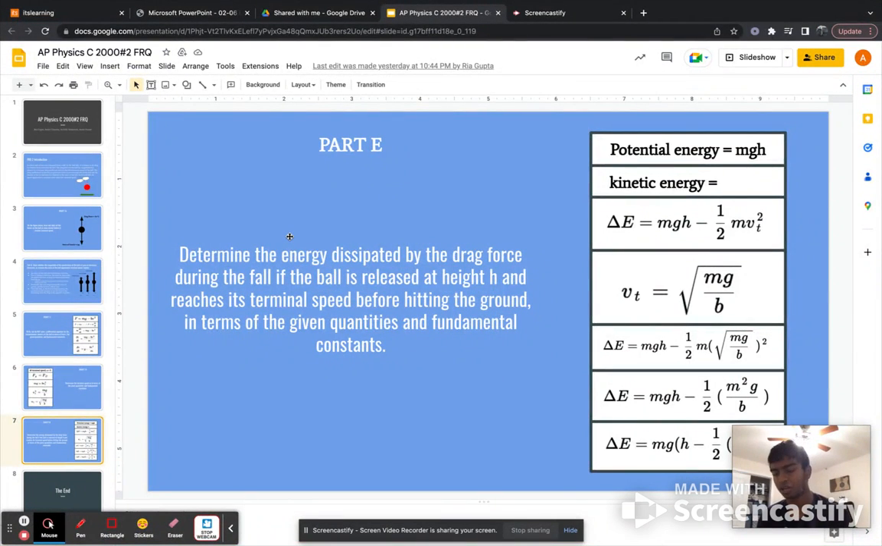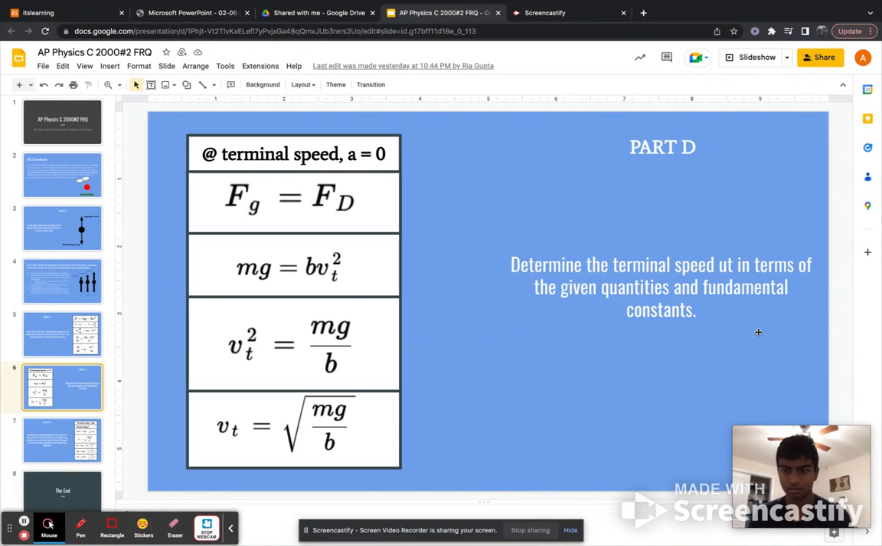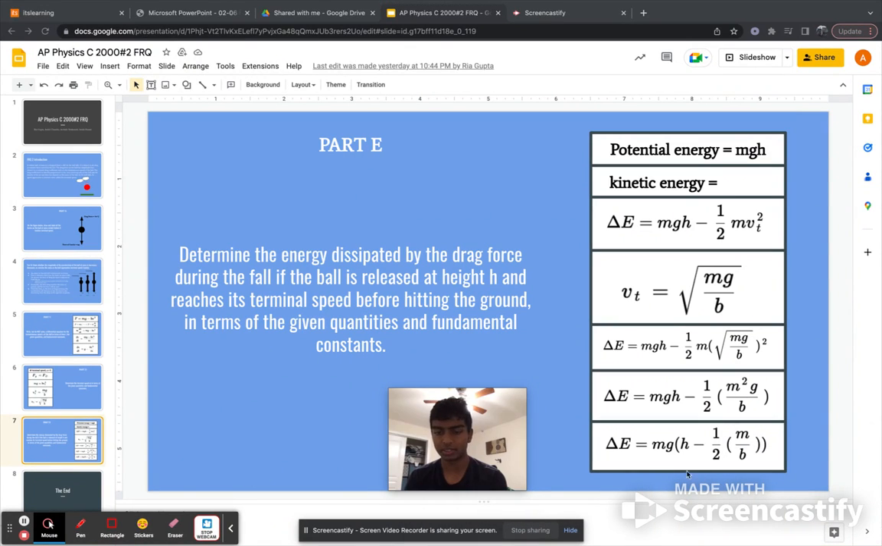So we have delta E, the change in energy, equals mgh minus half m times the square root of mg over b, squared. Once we do some simplification, we get delta E equals mgh minus half m squared g over b. Oops, my bad. Finally, as we solve this, we get delta E equals mgh minus half m squared g over b. That's when you fully simplify it, and I think we're done.